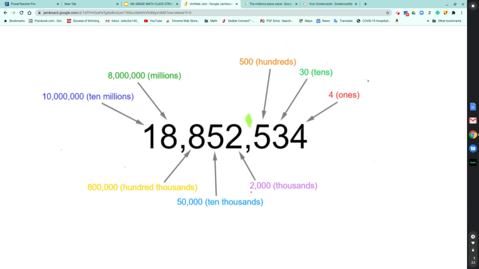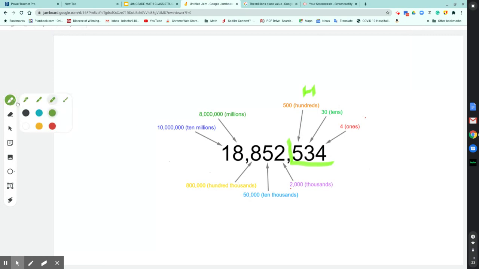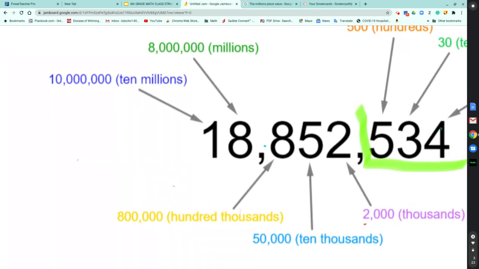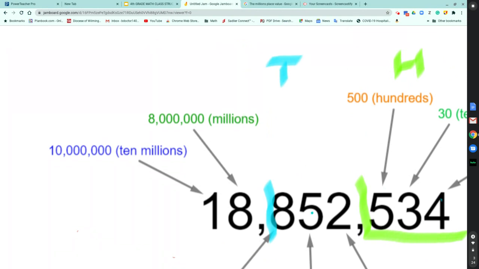Here we have our first number, and we can all agree that this is 534 because this is the hundreds place. Do we all agree? Awesome. Okay, now we're going to go back to the next column, and we're going to look at 852. This is the thousands column, right? Or the thousands period.